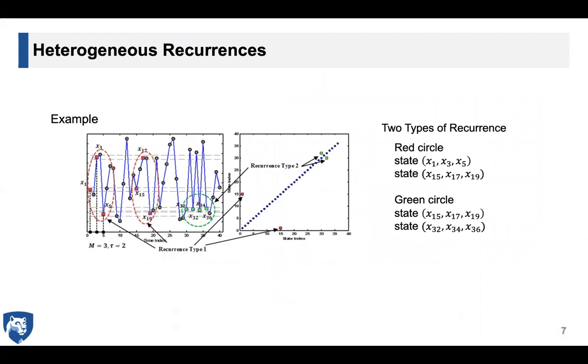However, as systems become more and more complex, and our heart itself is a very complex system, there might be more than one type of recurrence behavior in the system. For example, in the time series data shown on the slide, we have at least 2 types of different recurrence behaviors. The first is shown in the red circle, and the second in the green circle. So in our study, we want to focus on those different types of recurrence behaviors and quantify the heterogeneous recurrence behaviors in our data.